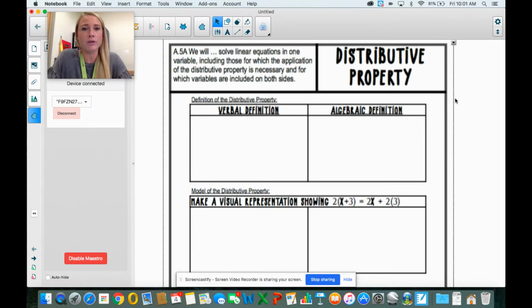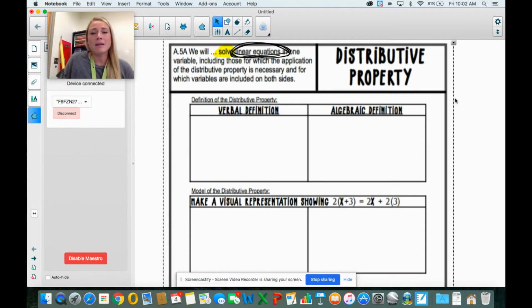So let's look at our verb. What's our verb? We will do what? We will solve. Okay. All right. So we will solve what? Linear equations. So let's circle that. Okay. And one variable. So let's think back. Variable. What is a variable? That is a letter that represents a number.